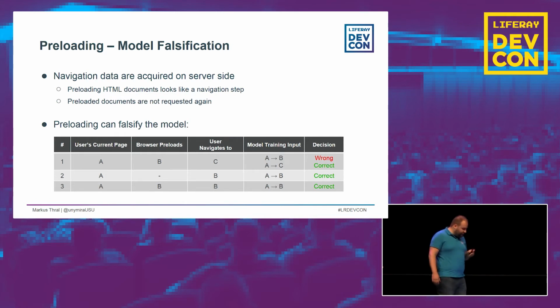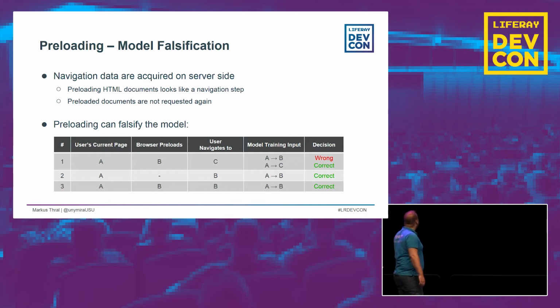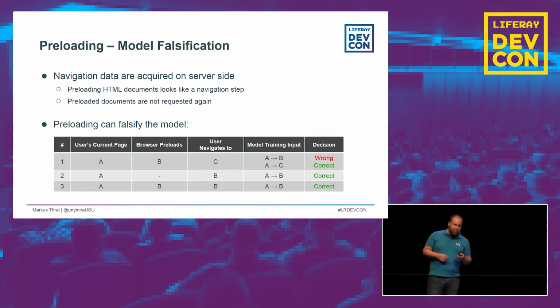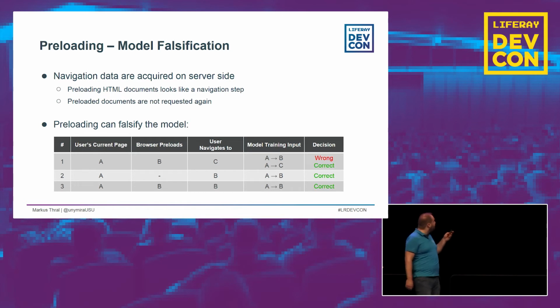I have also prepared a small example. In case 1, the user's current page is A. The browser has the instruction to preload B, and the user navigates to C. The model gets as training input the navigation steps AB and AC. You can see here, if we train our model with the navigation step AB, it would be the wrong decision because the user has never navigated to it.